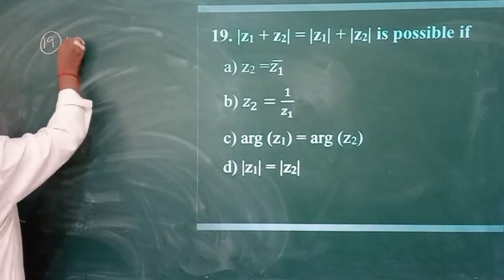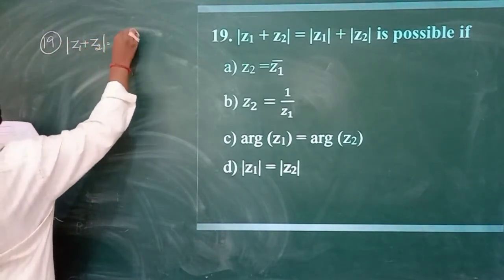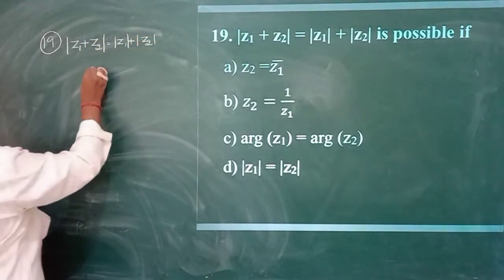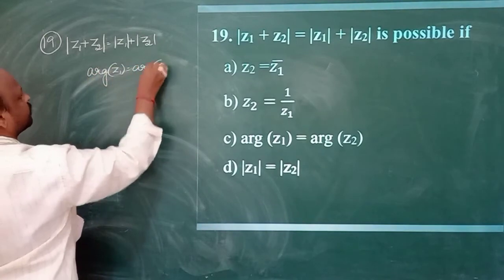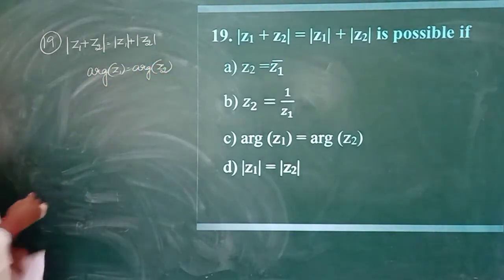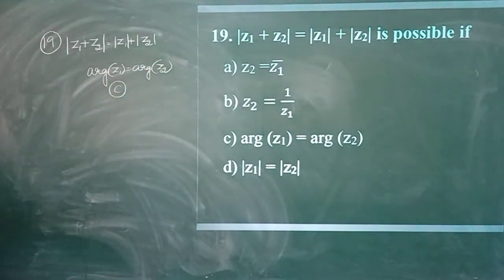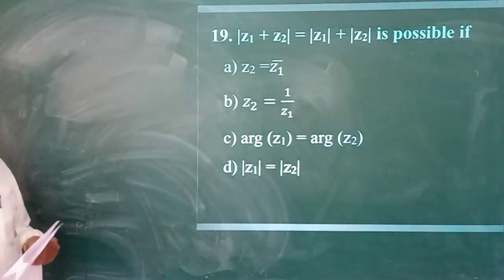Nineteenth, modulus of z1 plus z2. Mod z1 plus mod z2. This is possible only when argument of z1 is equal to argument of z2. Option C, standard result. So we'll go for 20th.